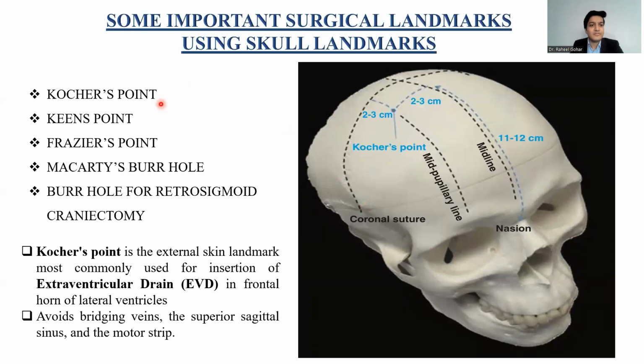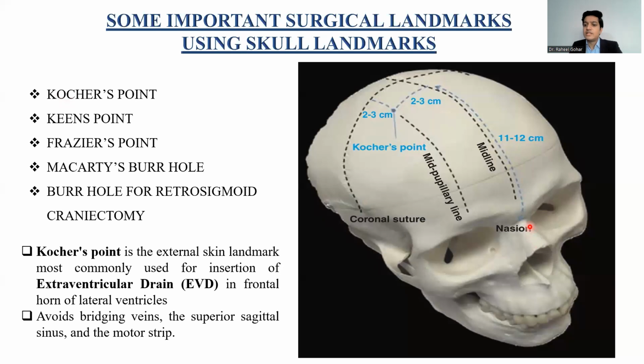Now these are the important points, all those lines, all those landmarks which we have learned. We are going to utilize those to identify these important points so that we can perform our surgery. Starting with this point, which is known as Kocher's point, which I have already discussed twice. So what is Kocher's point? Kocher's point is a point on the surface of the skull with the help of which we get intraventricular access. Either we perform the EVD, the external ventricular drain, or we perform a shunt, maybe ventriculoperitoneal, ventriculopleural, or ventriculoatrial. So this point here is known as Kocher's point.